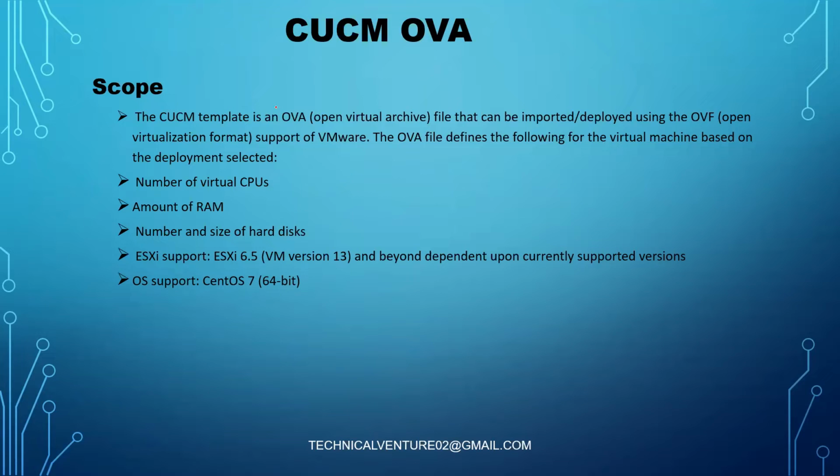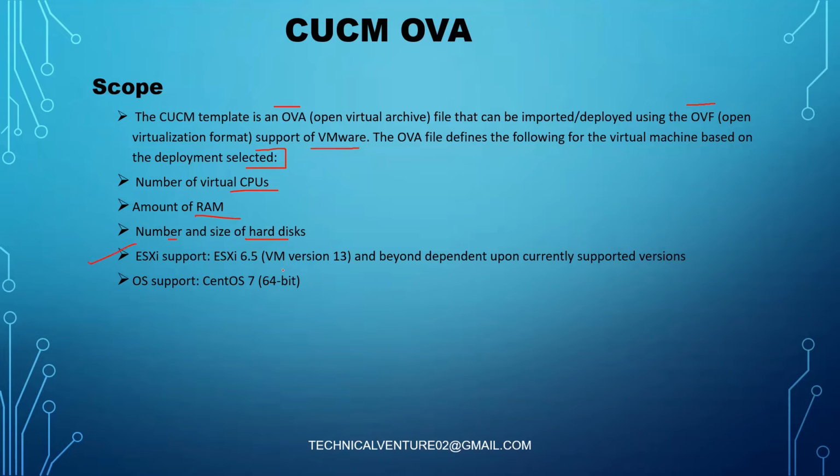So the CUCM template is an OVA, that is an Open Virtual Archive file, which you can import or deploy using OVF, actually Open Virtualization Format. That is a support of VMware, right? An OVF file defines the following virtual machine based on the deployment selected. So whatever deployment you select, it will automatically show you the number of virtual CPUs, amount of RAM needed, number and size of hard disk, ESXi support.